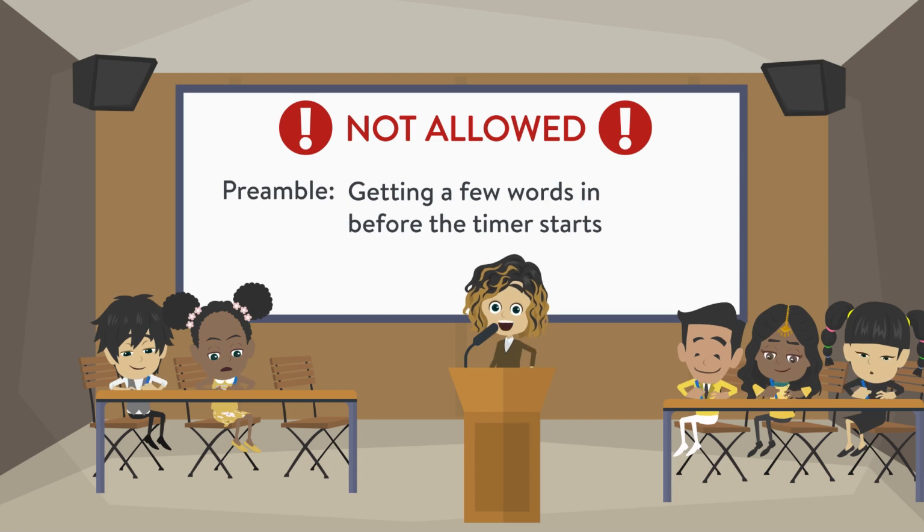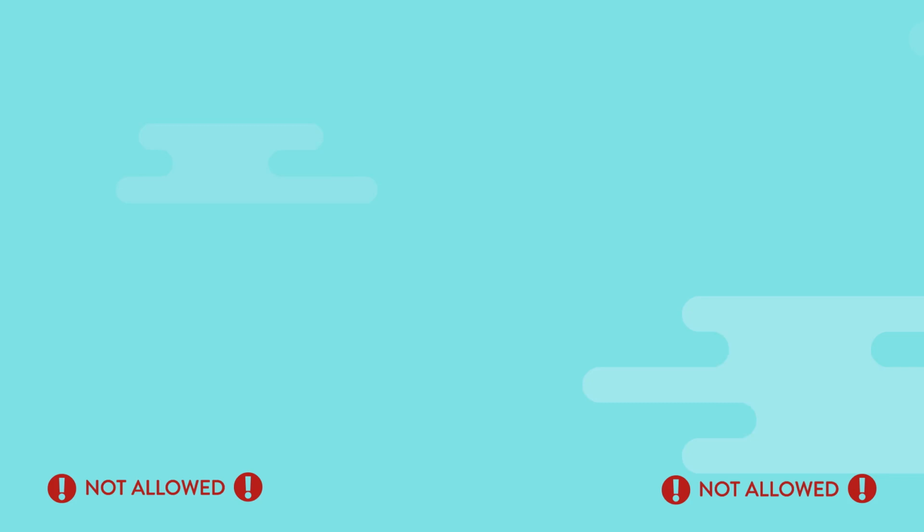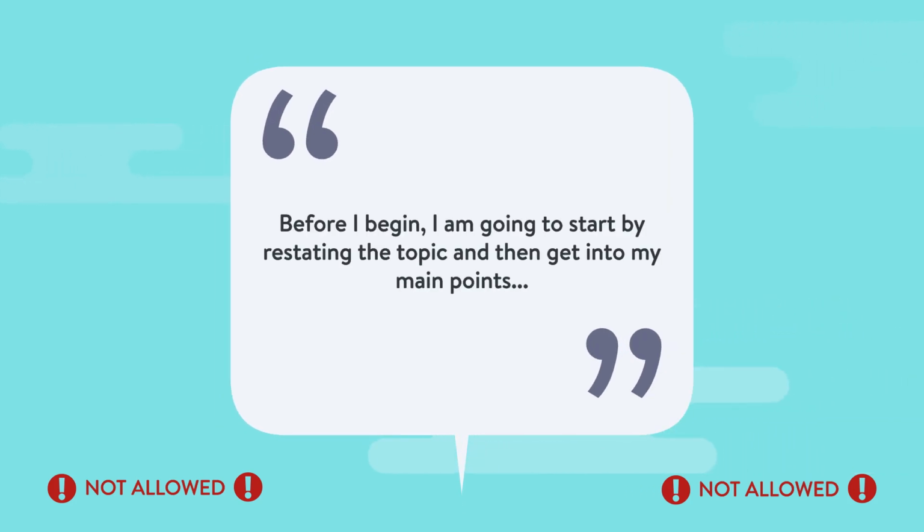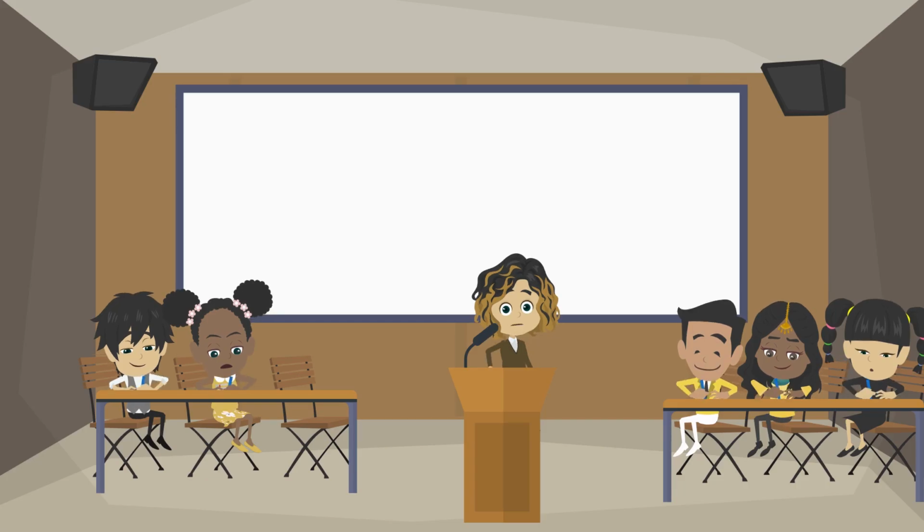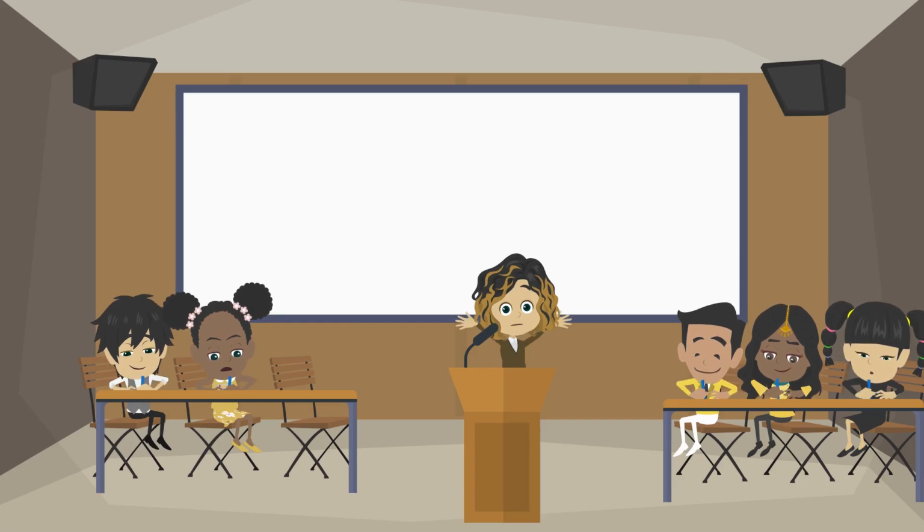preamble. A preamble might sound like this: "Before I begin, I'm going to start by restating the topic, and then get into my main points. Go ahead and start my timer now." This, of course, is just one example. If the debater tries to introduce themselves before wanting to start their actual speech, that is their mistake, because the judge will start the timer at the sound of the speaker's voice.